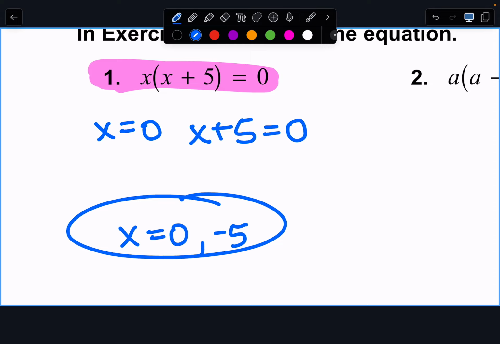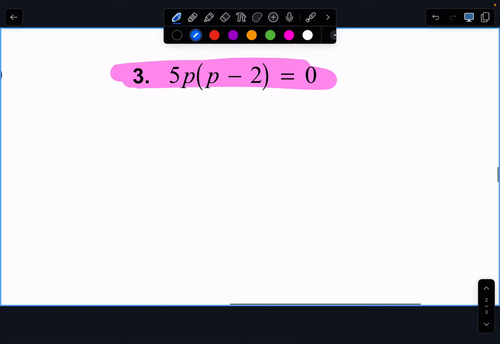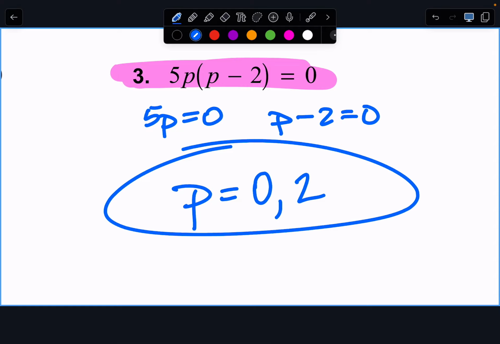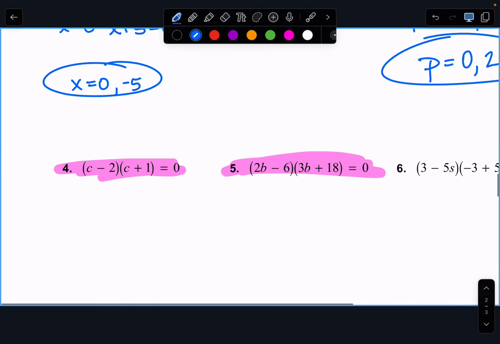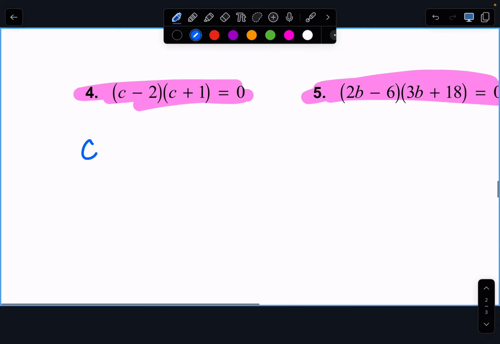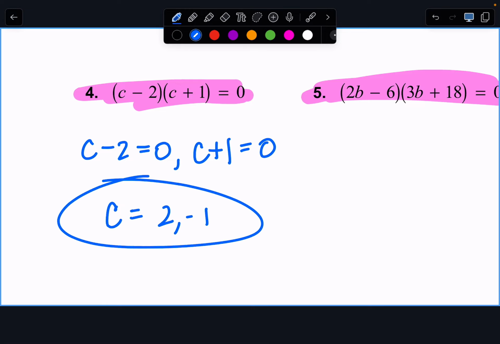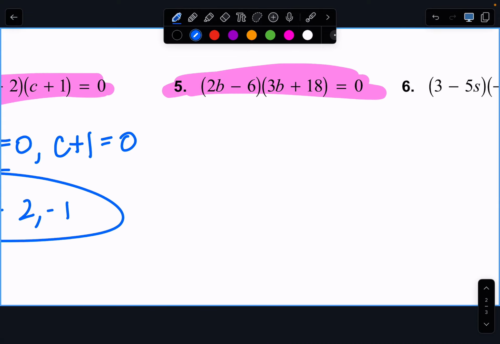Okay. All right. Number 3, if we set each of these equal to 0, Joey, what are our answers? P would be 0 and P would be 2. Good. Okay. And number 4, if you set each of these equal to 0, Theo, what do we get? 2 and -1. Okay. Those were all pretty straightforward. In 5, we had to think a little bit, right?